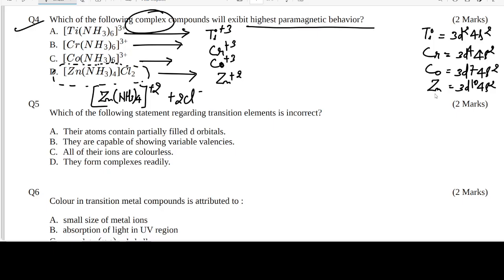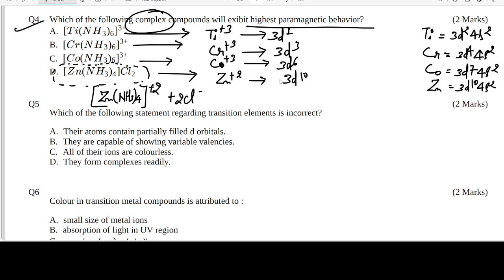In this way, now let's talk about the given species. Titanium plus 3 will lose 3 electrons, so it becomes 3d1. Chromium plus 3 will become 3d3. Cobalt plus 3 will become 3d6. And zinc plus 2 will become 3d10. That's how we solve the electronic configurations.